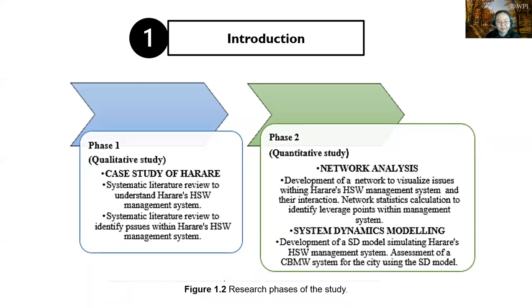And then this phase fed into phase two, which is quantitative, where we did network analysis, where we wanted to understand the leverage points, which are the main influencing factors that are affecting the waste management system. And then these results fed into the last part, which is the systems dynamics modeling part, where we developed a simple systems dynamics model simulating the system. And then we ran a few scenarios in order to see which ones would be best for the city.